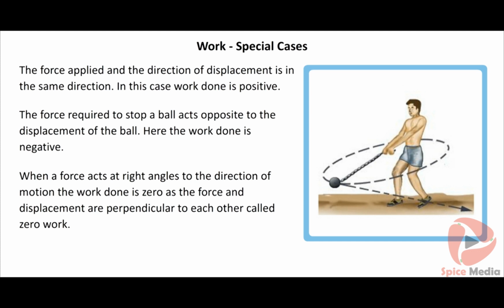When a force acts at right angles to the direction of motion, work done is said to be zero. Similarly, work done on an object moving in a circular path is also zero. This is because the centripetal force that keeps the object in the circular path acts along the radius of the circle and is at right angles to the direction of motion.